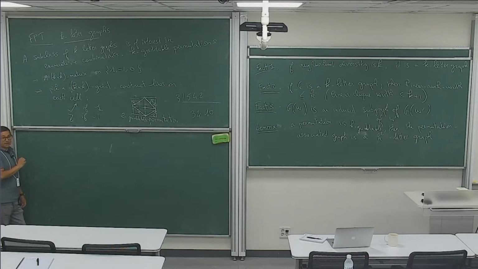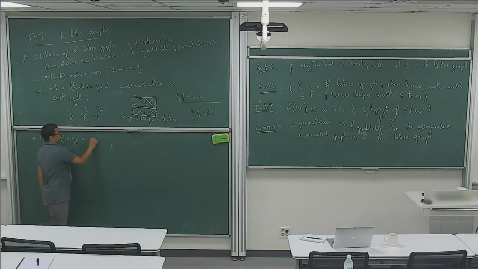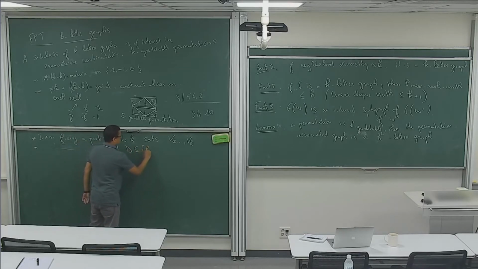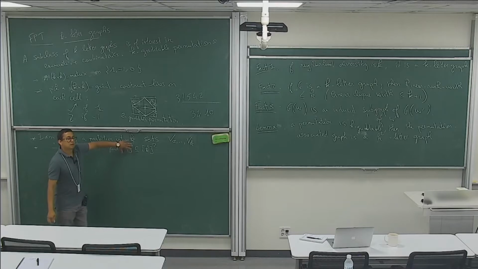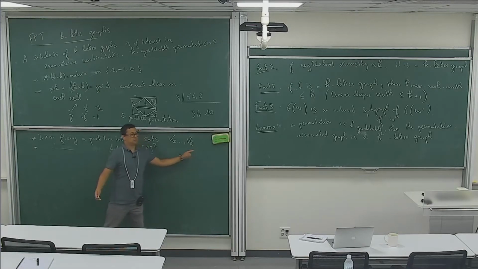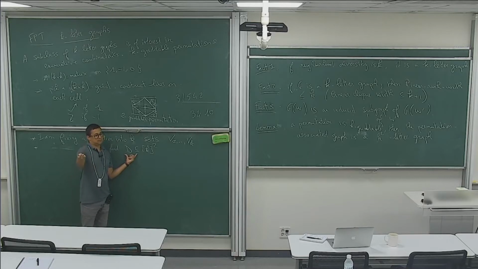So now I'm fixing a partition into K sets, V1 to VK, and K square, and then I am asking whether I can find an ordering of my graph G satisfying the fact that I have this partition from the K-letter graph, and this encoding D will give me the adjacency.